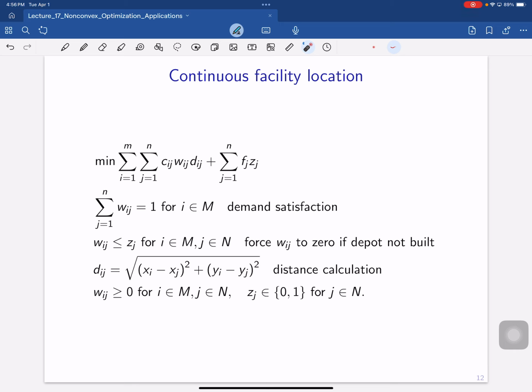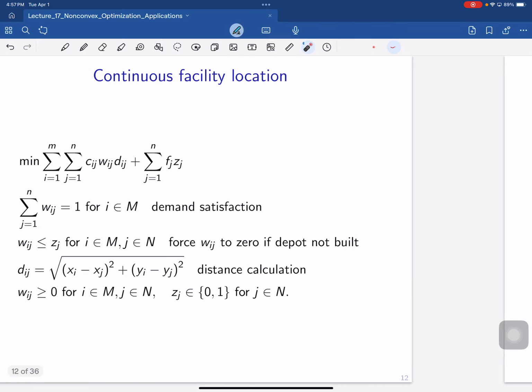The thing here is that after we change the coordinates of the facility to be continuous variables, this becomes a non-convex problem, because you have this distance calculation here, and then you want to minimize the distance. Actually, you can square it, and then, no, you cannot really do that because you need a square root here.